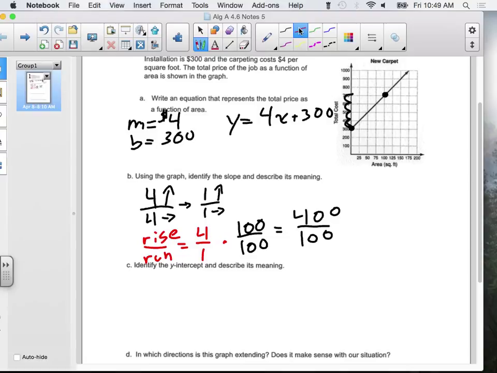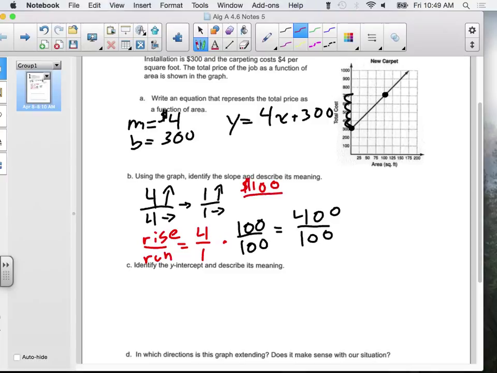I'm not sure we're understanding yet why and how we would do this. So if we went up 4 and over 4 to get to that point, that simplifies to up 1 over 1. Going up 1 is really the same as going up how much? Is it going up $1? It's really the same as going up $100.